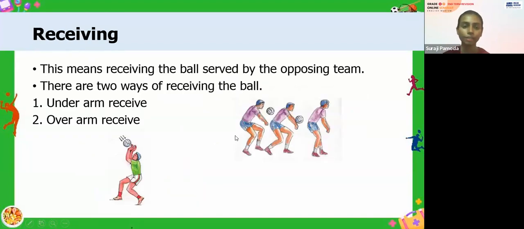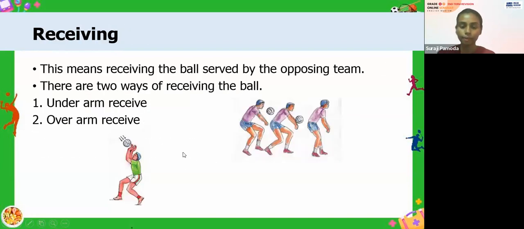Okay. And when we talk about receiving, receiving means receiving the ball from the other side. අනිත් ටීම් එකකින් එවන බෝල් එක රිසීව් කරන එක තමයි මේ රිසීවිං කියන ස්කිල් එකේදී අපිට කියන්නේ. හරිද? එතකොට there are two ways of receiving the ball. It is also underarm receive and overarm receive. Here you can see the pictures, right? The first picture is underarm receive. The second one is overarm receive. You can see the ball is coming overhead in the second picture, right? That is overarm receive. Okay.